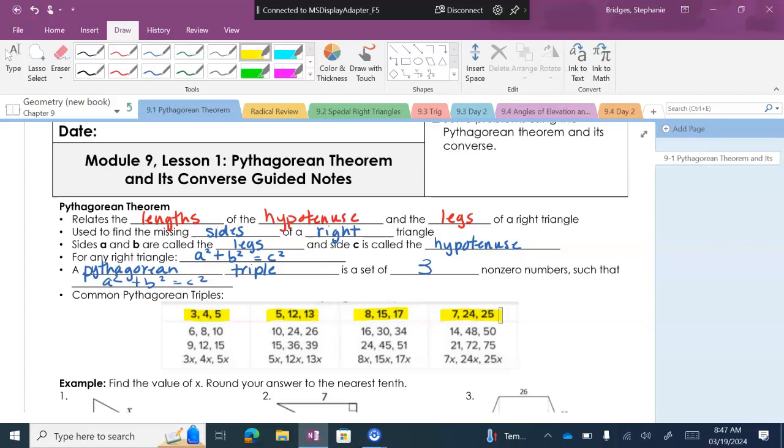And then you could check it again for the next one. 5, 12, and 13. Which one of those would be my hypotenuse? 13. So let's see if this works. 5 squared, 12 squared, 13 squared. So that's what? 25. What's 12 squared? 144. What's 13 squared?